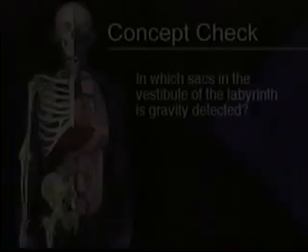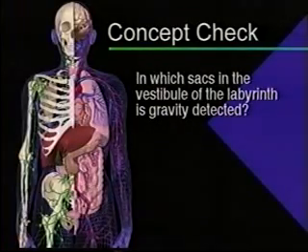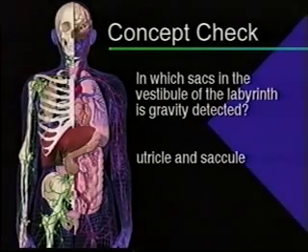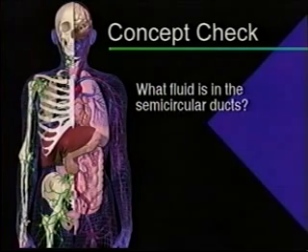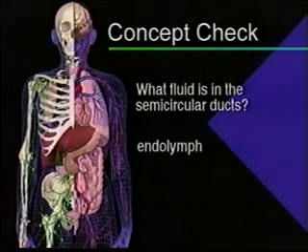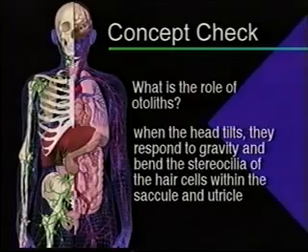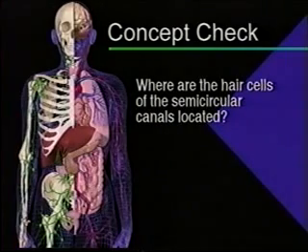Let's pause here so you can use the next four concept check questions to assess your understanding of how the inner ear helps us maintain our equilibrium. In which sacs in the vestibule of the labyrinth is gravity detected? What fluid is in the semicircular ducts? What is the role of otoliths? Where are the hair cells of the semicircular canals located?